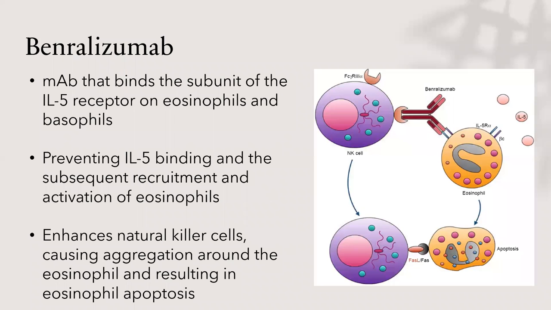Then we come to benralizumab. Now we're talking about the IL-5 receptors on eosinophils. The way this differs from mepolizumab is that this actually binds to the IL-5 receptor on eosinophils, and then it has the same downstream effects. It prevents the recruitment and activation of eosinophils. In addition, it also activates natural killer cells to cause apoptosis of the eosinophils.